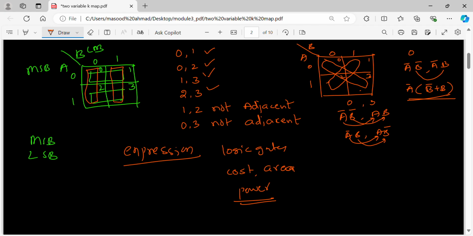For this process we use maps. So we have seen all the possible combinations of how we can work with a two variable K map. In the next class we will see the three variable K map.